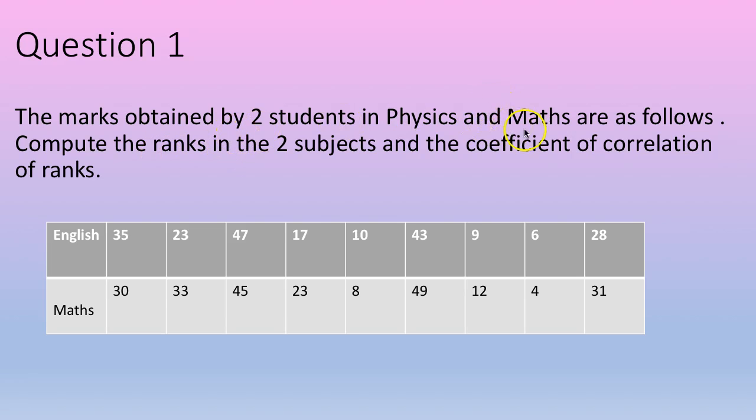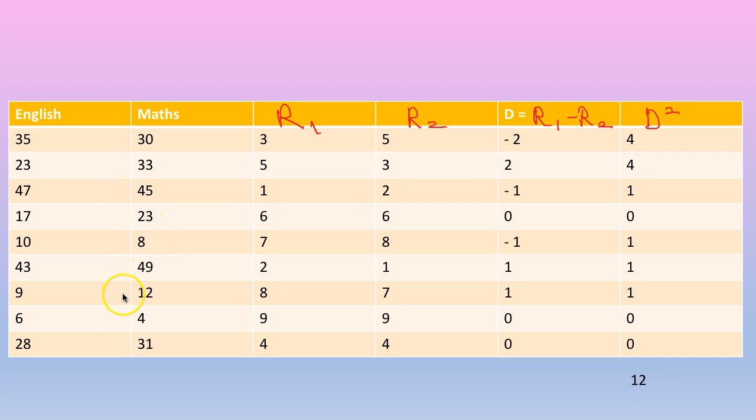The marks obtained by two students in English and maths are as follows. Calculate the ranks in the two subjects and the coefficient of correlation of ranks. So we have English and maths. Going to English, the highest value is 47. We are arranging it in descending order. So next to 47 we write 1. Then we have 43, so we write 2. Then we have 35, which is 3, 28, which is 4, 23, which is 5, 17, which is 6, 10, which is 7, 9, which is 8, and 6, which is 9.